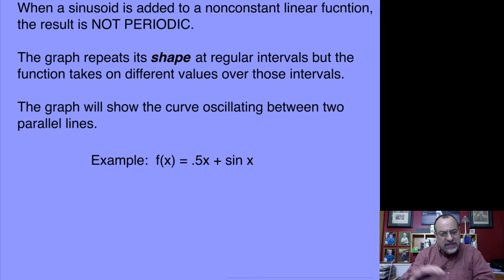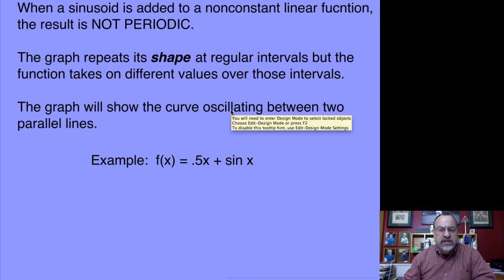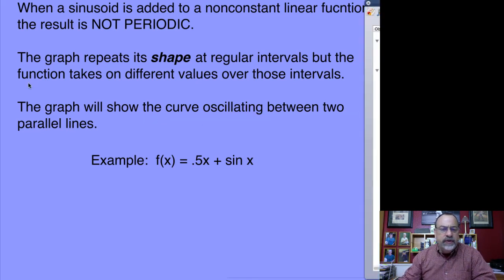So while it looks like the same shape, it's not periodic, because a function is only periodic if in a certain interval the y values then repeat. So you put in more x values and you get the exact same y values out. And the adding of the linear function to the sinusoid affects the sinusoid in such a way that that does not happen. What does happen is the graph will show a curve that oscillates between 2 parallel lines.